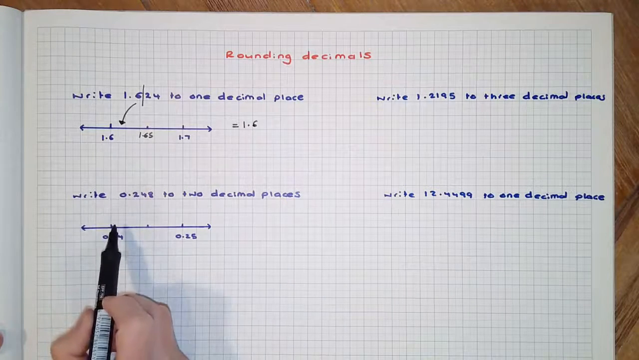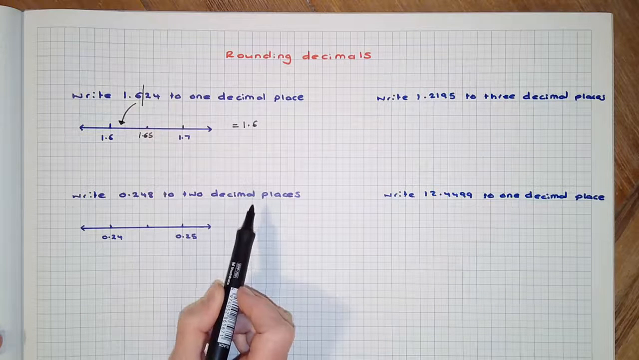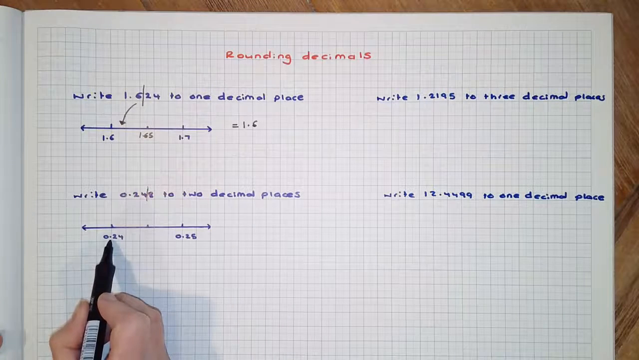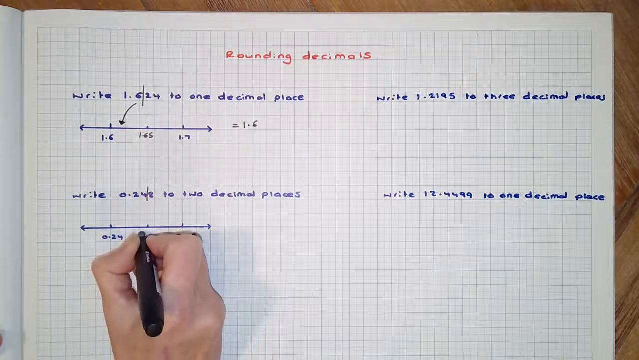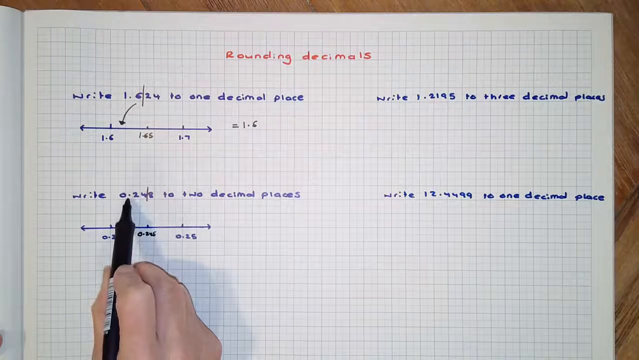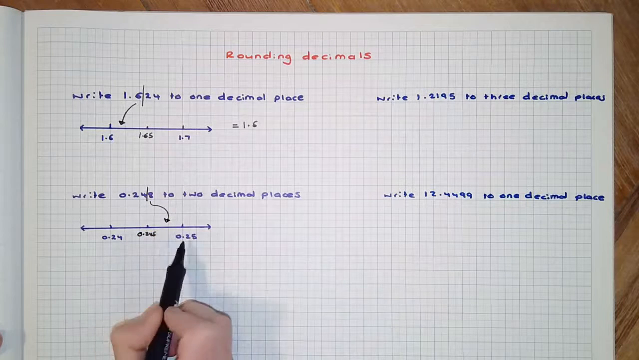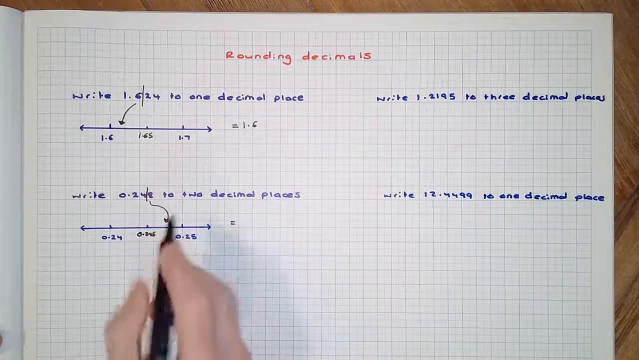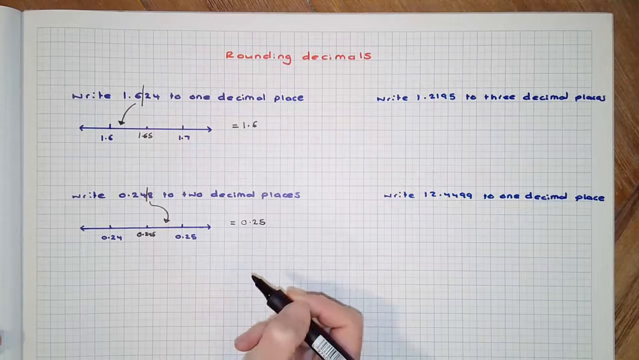Let's try a second example with a number line. Write 0.248 to two decimal places. Here I've created a number line with 0.24 and the next digit 0.25, and halfway between would be 0.245. In this case, the number 0.248 would be on the right-hand side of the halfway mark. Therefore, it's closer to 0.25. So when we round to two decimal places, we'll write 0.25 rather than 0.24.